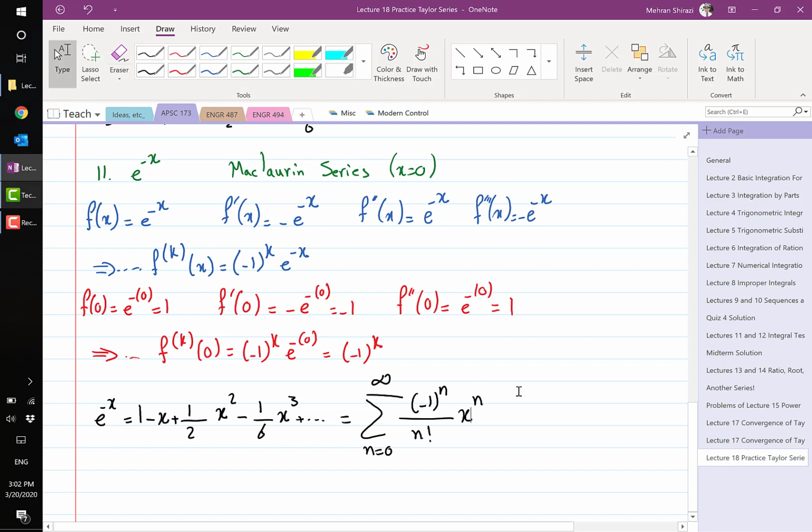This is the Maclaurin series or Taylor series at x equals 0 for the function e to the power of negative x. I suggest that you look at the definition of e to the power of x and how the Taylor series is found, and see whether you can write this using the Taylor series of e to the power of x or not. You can, but see how you can do that.